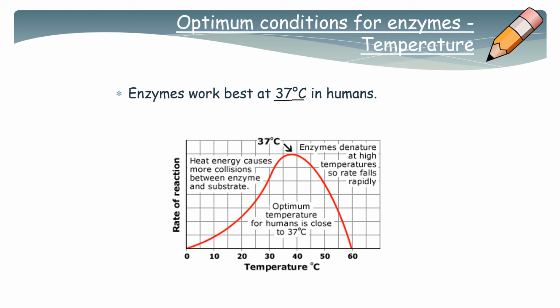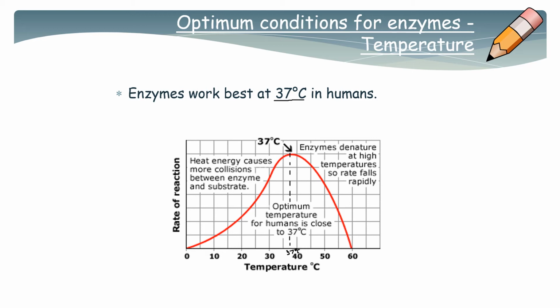So as you increase the temperature, the heat energy causes more collisions between your enzyme and your substrate, which is going to increase your rate of reaction. And then at 37 degrees Celsius, if you go down here, you can always find your optimum by dragging the line down with a ruler, and then here would give you 37. So that would be how you would measure your optimum from a graph.